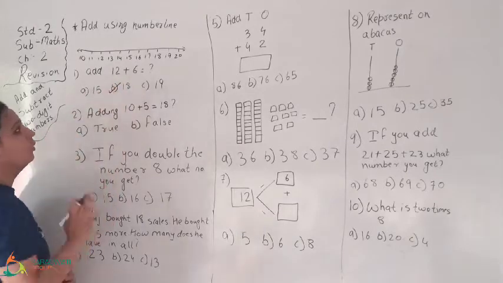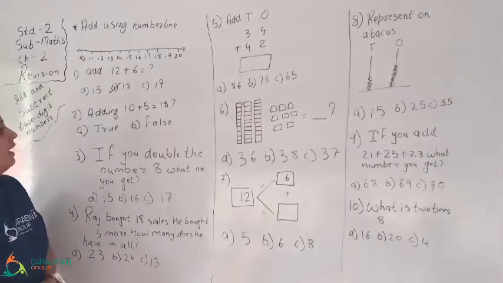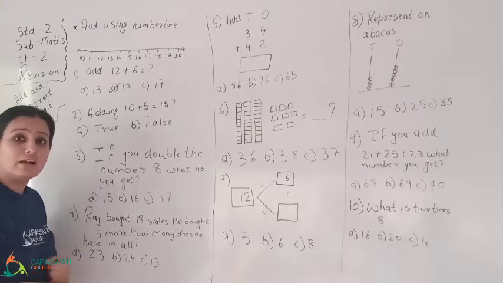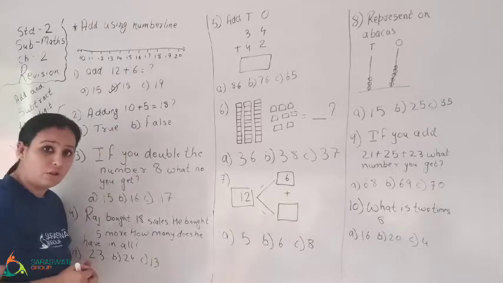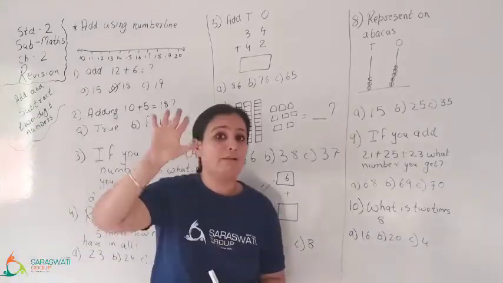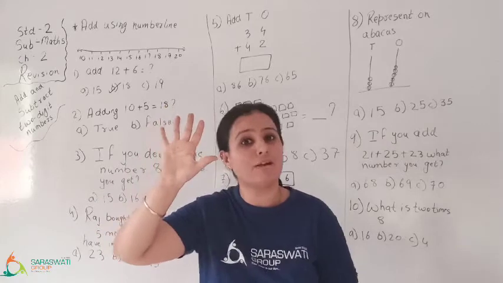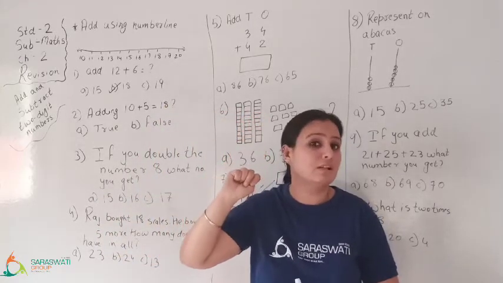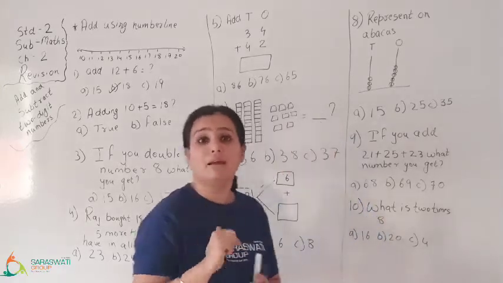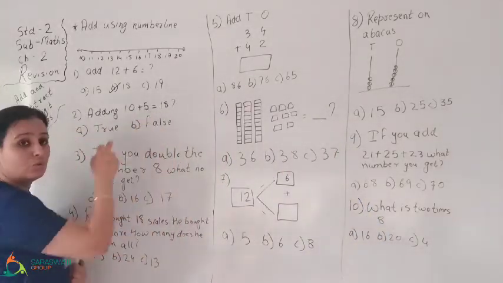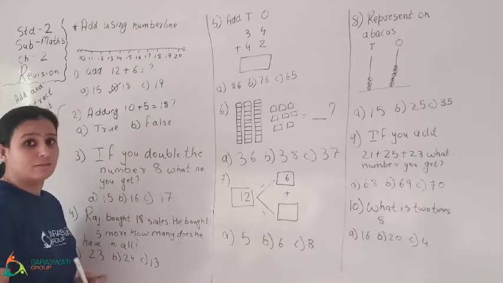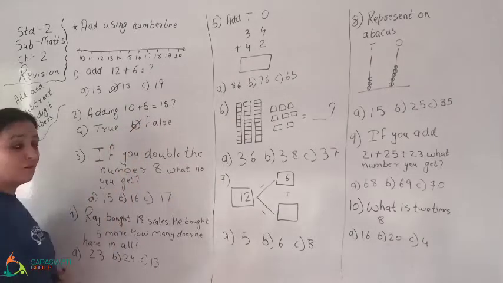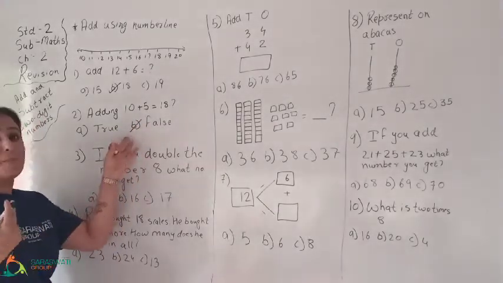Option B. Now second, adding 10 plus 5 is equal to 18. In the question, the answer given is that if you add 5 to 10 you will get 18. Take fingers, take 10 and add 5 to it: 11, 12, 13, 14, 15. So which number did you get? 15. And what is given here? 18. So is it right or wrong? True or false? Yes, it is false. So what will we write? False.